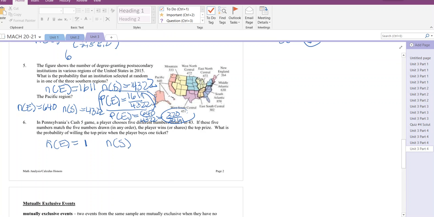The number in the sample space, well, if you have 43 numbers to choose from, and you're choosing 5, it doesn't matter what order those 5 numbers are drawn, just that those 5 numbers match your 5 numbers. So 43 choose 5, or 43 combination 5, is 962,598. So the probability of this person winning the Pennsylvania Cash 5 game is 1 in 962,598.